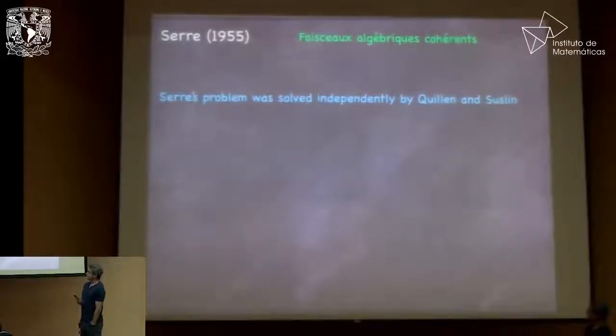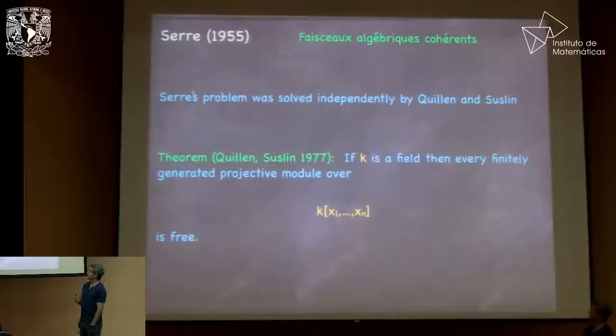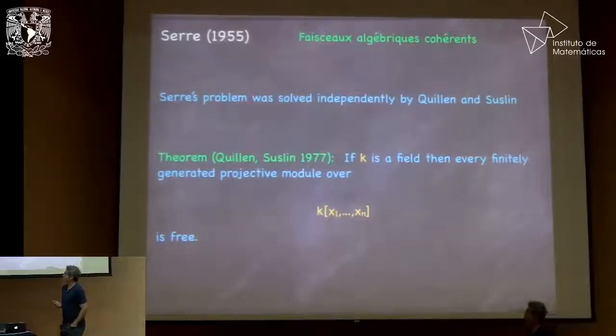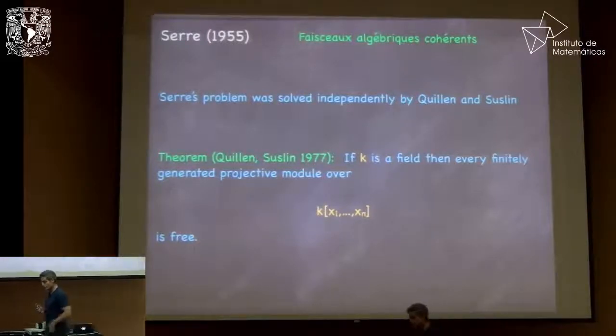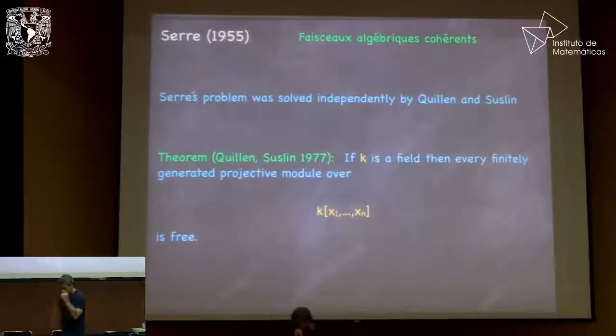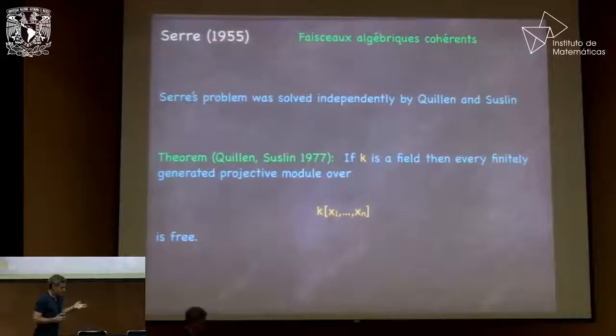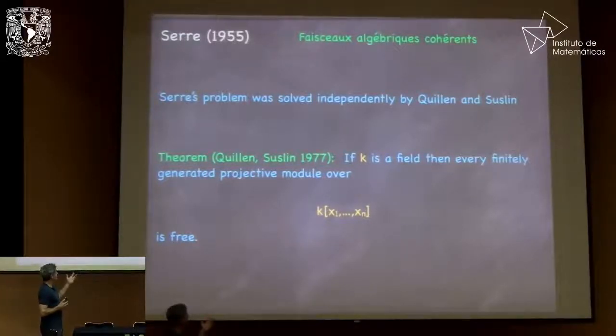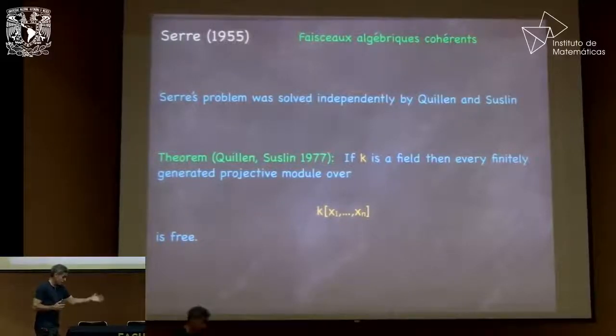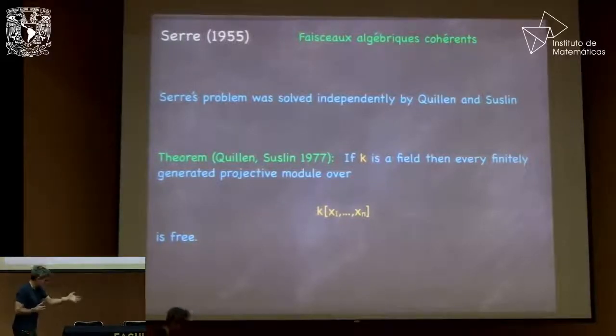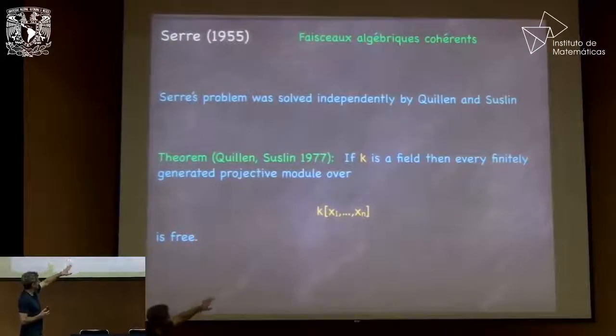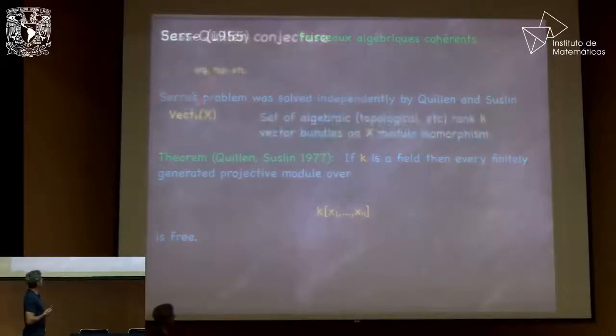And it was solved also in the 1970s, almost simultaneously by Quillen and Suslin. They showed that if you're over a field, then indeed every finitely generated projective module is free. So with this work, algebraic geometry began to look a lot like ordinary geometry, like topology, in that vector bundles over contractible spaces had to be trivial.